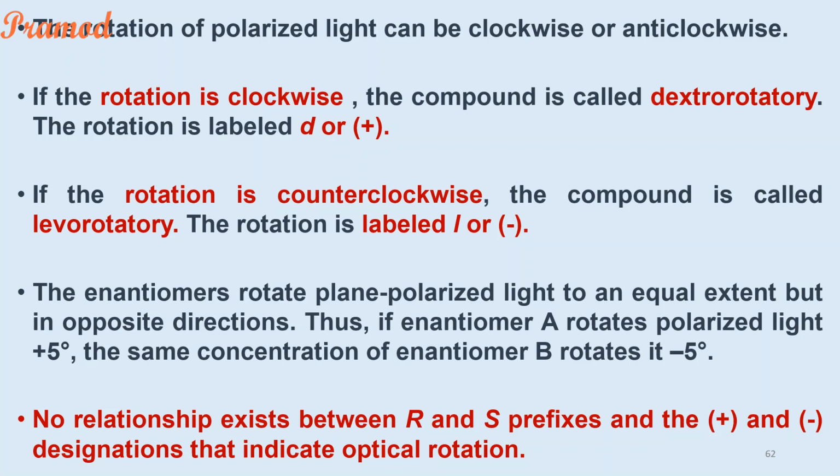Your R can be positive or negative. It can rotate the plane of polarized light to the left or right. So there is no relation between your prefix R, capital R and S, that is absolute configuration, with the rotation of your plane polarized light. Okay, there is no relation between your optical rotation and your configuration. Keep this in mind, very much important.